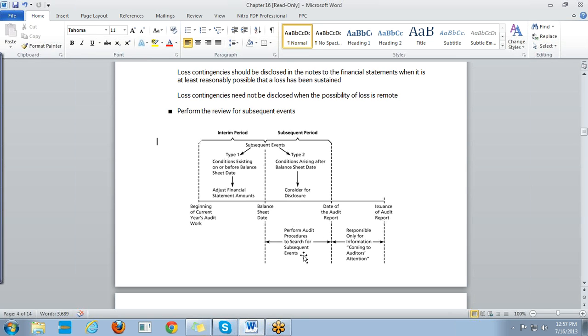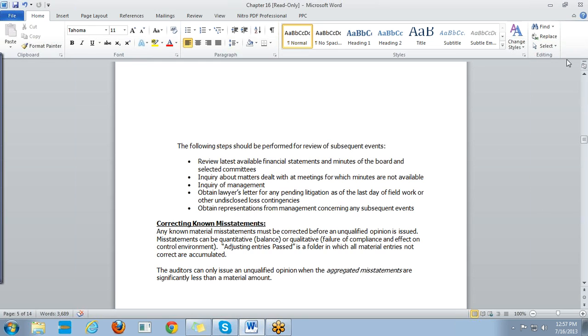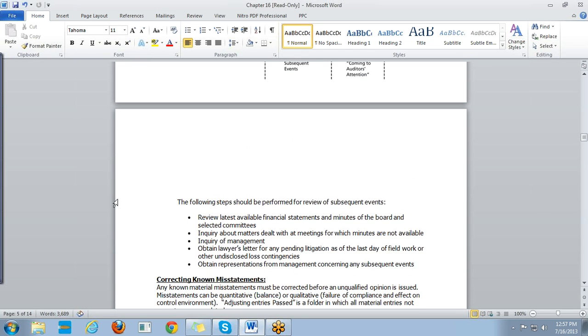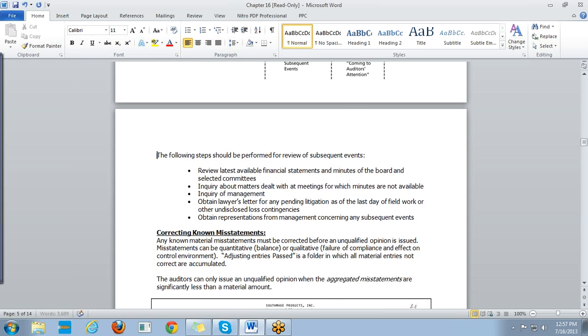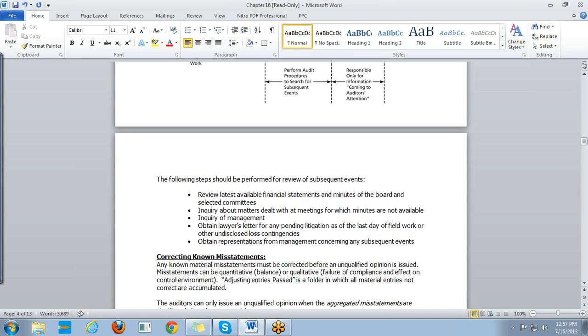Perform audit procedures to search for events. You are only responsible for information that comes to your attention after the audit report, okay, because you're not going to search. And once you do that, there are some rules that you need to keep in mind as well. So let's talk about those rules.